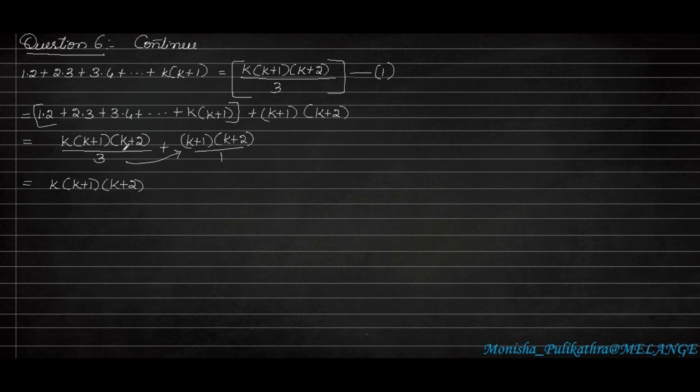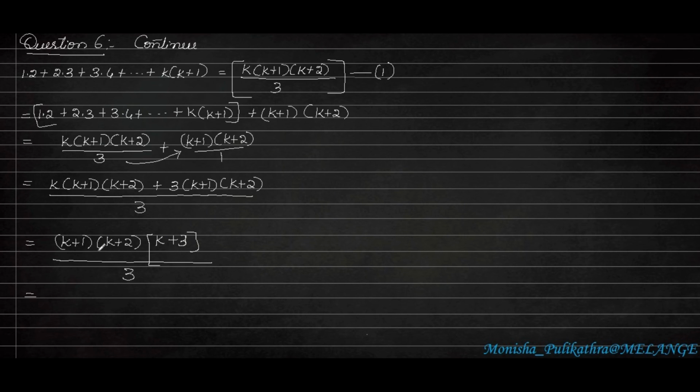So by taking LCM, we can cross multiply it. It will become 3 into k plus 1, k plus 2 whole divided by 3. So here k plus 1 and k plus 2 is common in both the terms. So we can take it as k plus 1, k plus 2. So if k plus 1, k plus 2 is common, here k will be remaining, plus here 3 will be remaining, and here the whole divided by 3. So k plus 1, k plus 2, k plus 3 whole divided by 3.